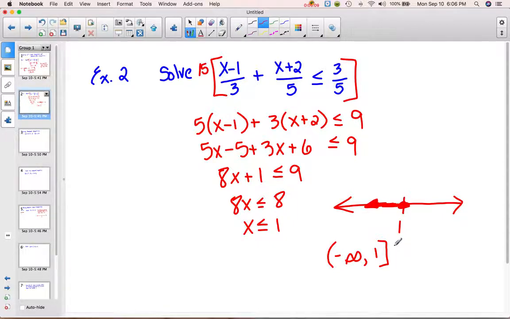So this is interval notation, and you definitely need to know how to write your solution set in interval notation. Keep in mind what this means. Every number that is less than or equal to 1 is a solution to this inequality. So remember, that means there's infinite solutions. Every number within this range is going to be a solution.